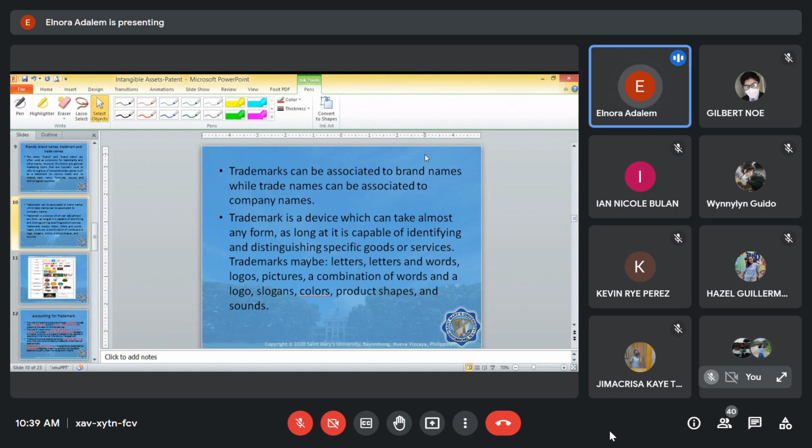So a trademark is a device which can take almost any form as long as it is capable of identifying and distinguishing specific goods or services. Trademarks may be letters and words, logos, pictures, a combination of words and logo, slogans, colors, product shapes, and sounds.